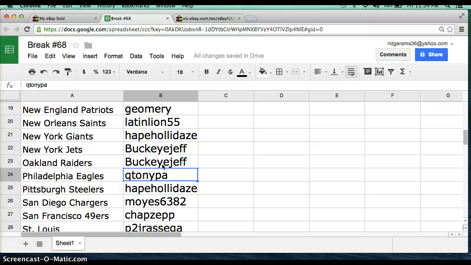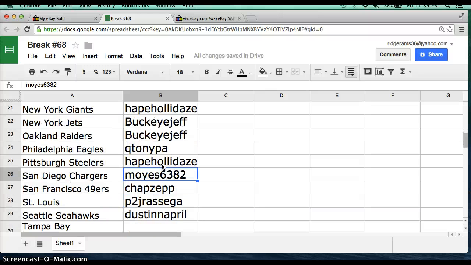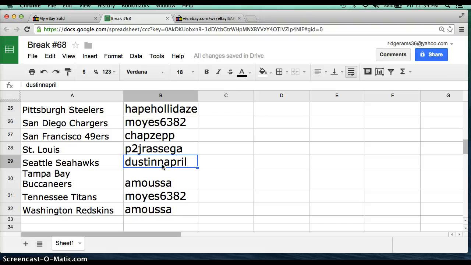Q Tony Pa the Eagles, Hape Holidays Steelers, Moy 6382 Chargers, Chap Zep 49ers, P2J St. Louis, Dustin April Seahawks, Amusa Buccaneers, Moy 6382 Titans, and Amusa with the Washington Redskins.